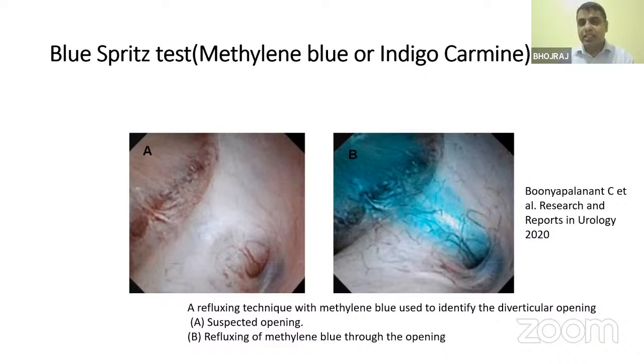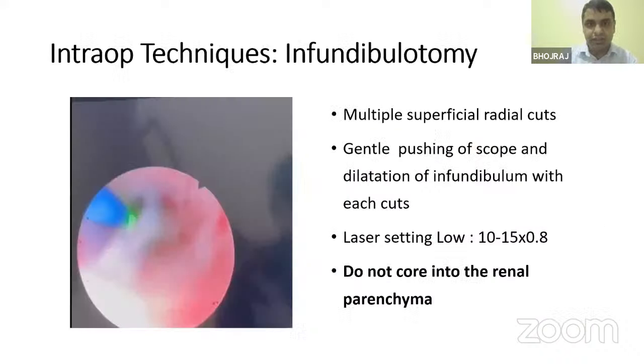So in the blue switch test, in the modified way we go these days, we combine contrast RPG followed by instillation of this blue dye, methylene blue, and then we wash with normal saline irrigation. Then there is reflux of the blue dye once it has been washed out from all other PCS. Because the diverticular neck and ostium are very narrow, whatever residual dye is there within the diverticulum will efflux out very slowly. We can identify the opening, and only then can you start the diverticular infundibulotomy and other approaches.